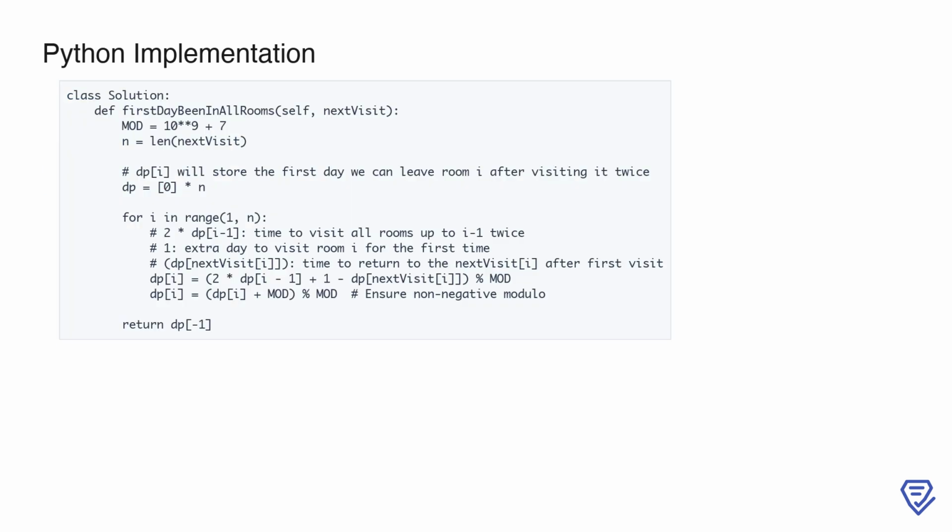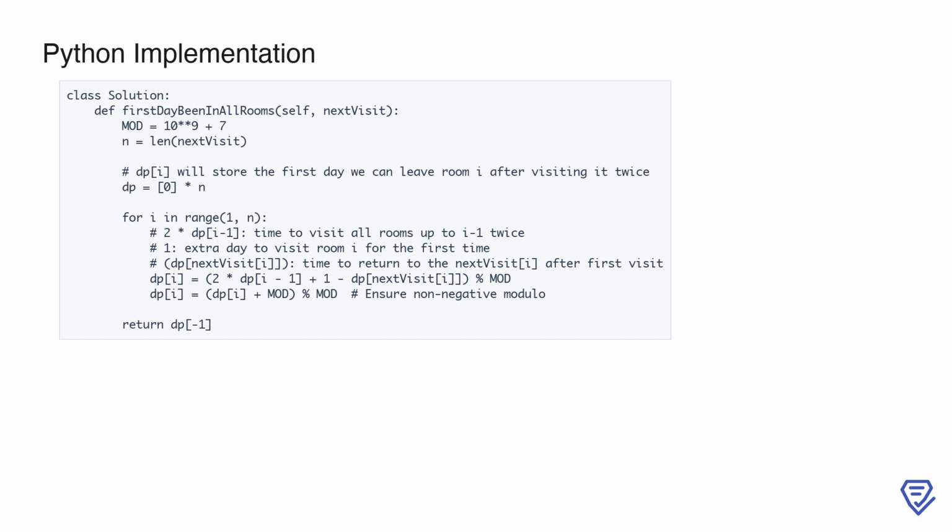This solution uses dynamic programming to efficiently calculate the first day on which all rooms have been visited at least once. The problem is solved iteratively, leveraging the DP array where DP[i] represents the first day you can leave room i after visiting it twice. We initialize DP[0] to 0 because on day 0, we start in room 0. For each room i from 1 to n-1, we calculate DP[i] using the formula 2 * DP[i-1] + 1 - DP[next visit[i]] % mod.